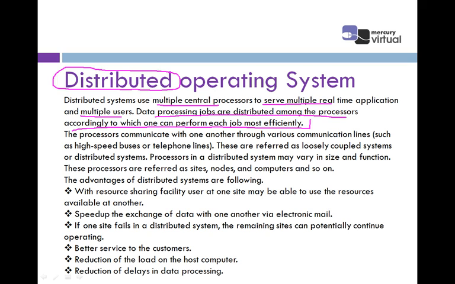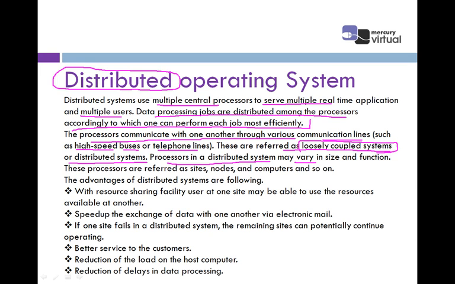The next line says the processors communicate with one another through various communication lines such as high-speed buses or telephone lines. These are referred to as loosely coupled systems or distributed systems. Another name for distributed system is loosely coupled system.